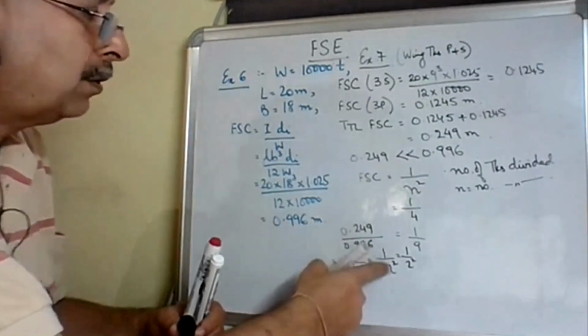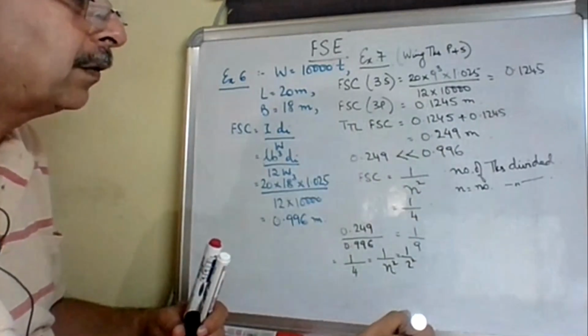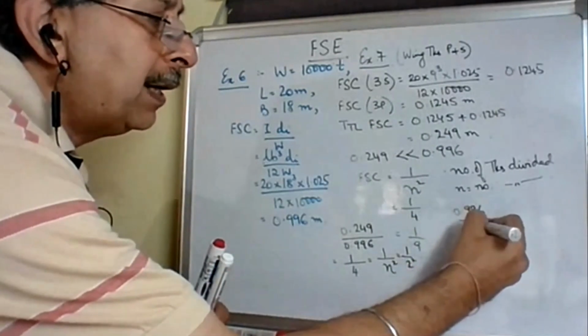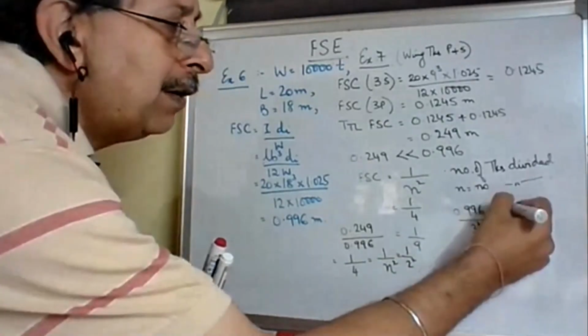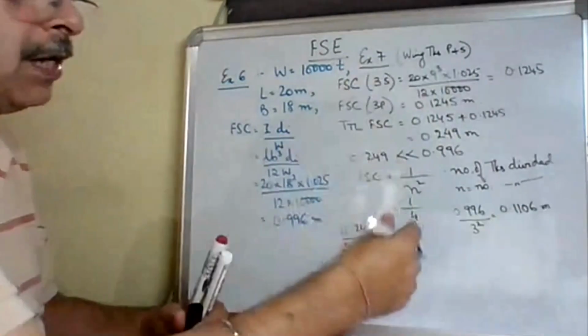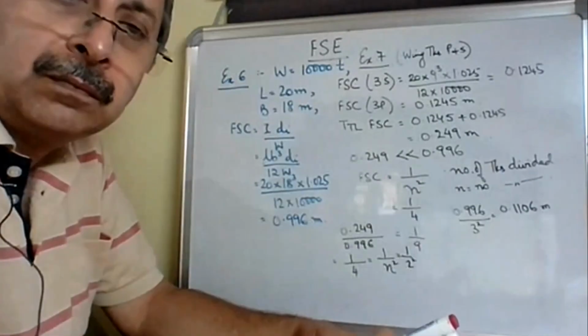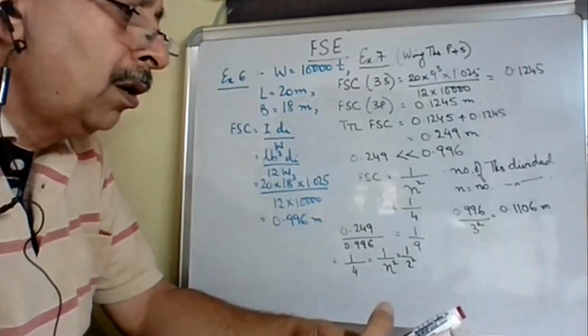Okay. Yes. So if I divide it into 3, can you tell me the FSC? It will be 0.996 divided by 3 square. So how much will be the FSC? 0.11006. Similarly, if I divide it into 4, you can find that out, and so on and so forth. Have you understood this part? What have I done? Yes, sir. Any doubt on it? No, sir.